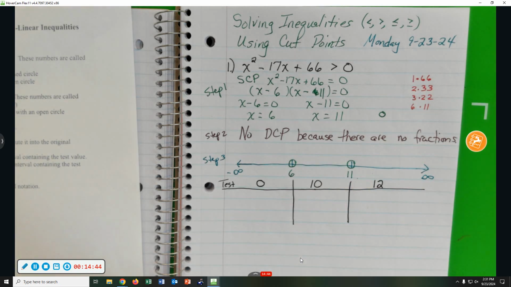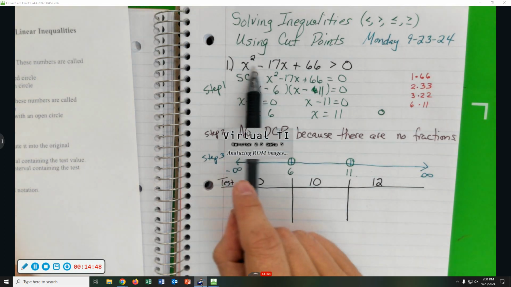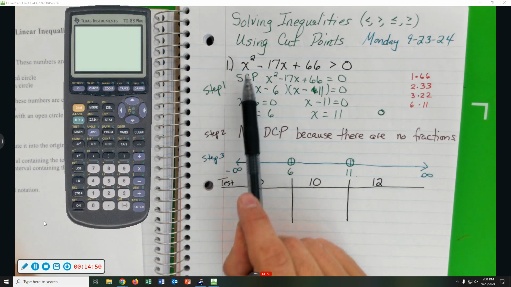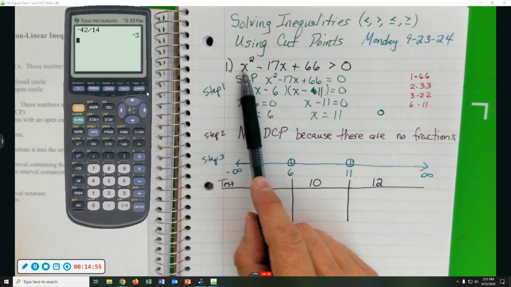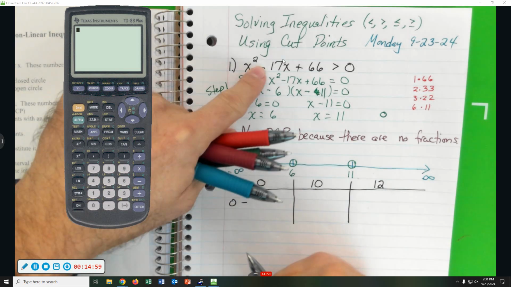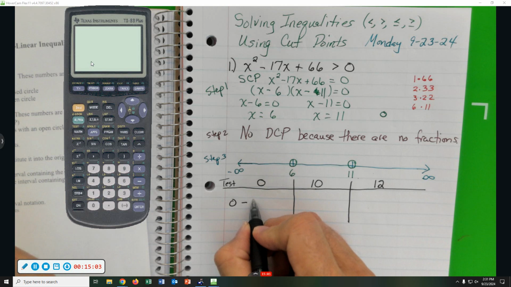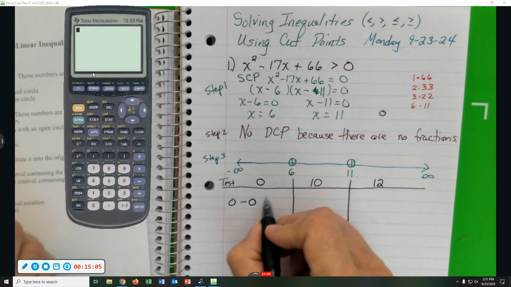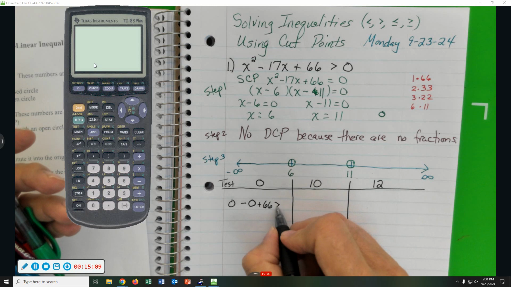Now you test by plugging into the inequality up here, the original problem. 0 squared would be 0. Minus 17 times 0 is what? Still 0. Plus 66 is greater than 0.